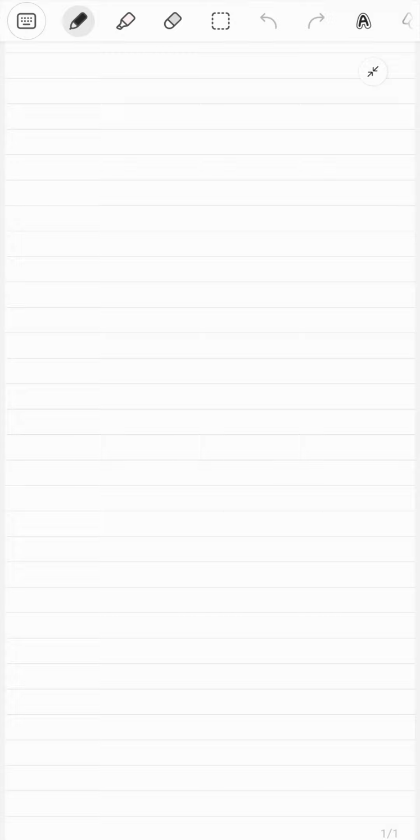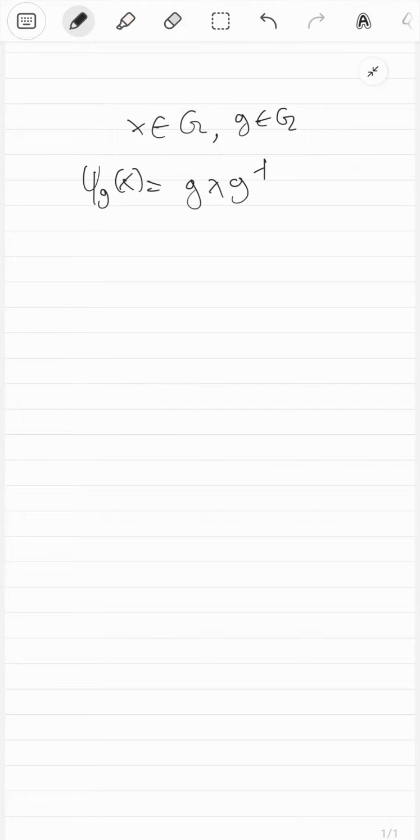Okay, so just to recap what a conjugation is: for any element x in G, you can write its conjugate with the element small g in capital G as g x g inverse, and I'm going to write this as psi sub g of x. It's just a notation that I came up with. So this means the conjugate of x using the element g, right? And we want to look at what conjugation essentially does.